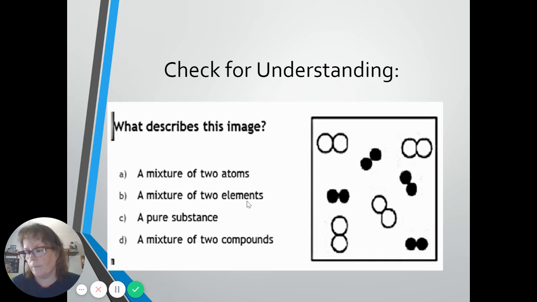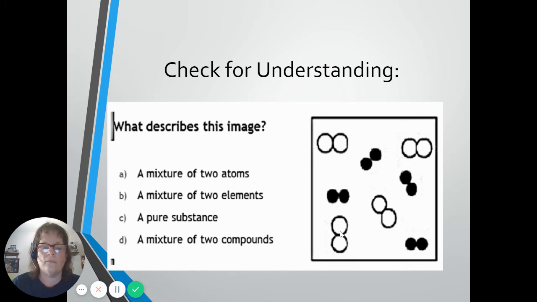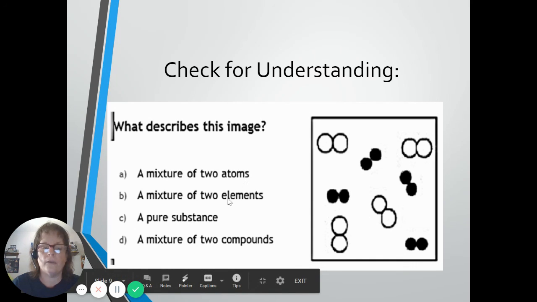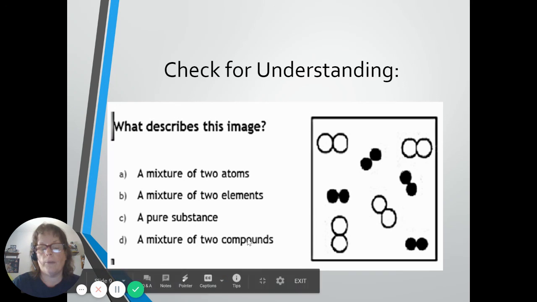If these were single, each one of these little circles represents an atom. And you have the atoms bound together. Now they're the same element. They're not single atoms, so we're not going to include this. But we know we have two types. You have the little black circles versus the white circles. So we're going to eliminate pure substance right there because you've got two types of substances, so it can't be pure.